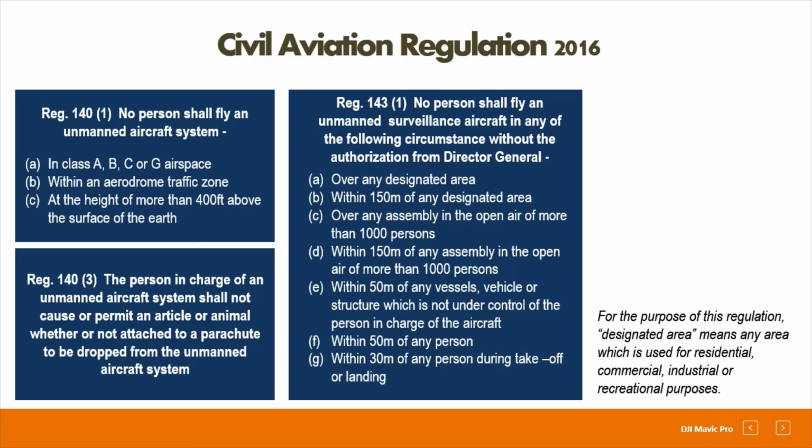Regulation 143 states that you need authorization to fly over any assembly of people, open airspace, within 50 meters from any vessels, vehicles, structures, or anyone's land, and then within 50 meters from any people, and 30 meters from takeoff away from anyone.